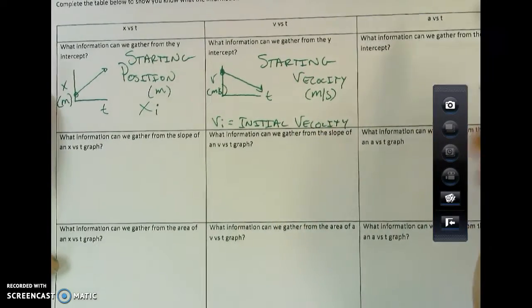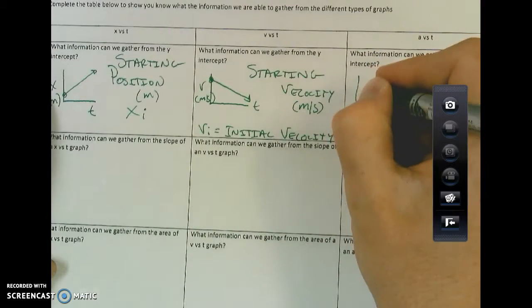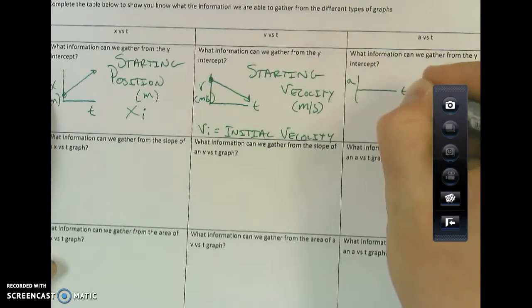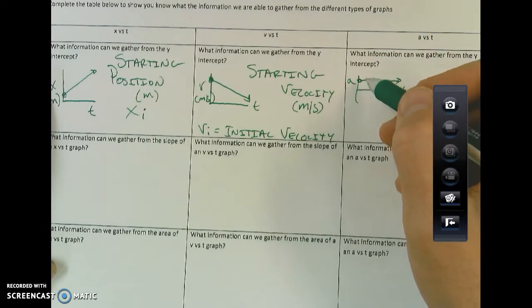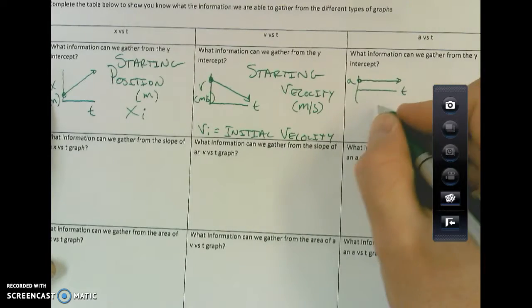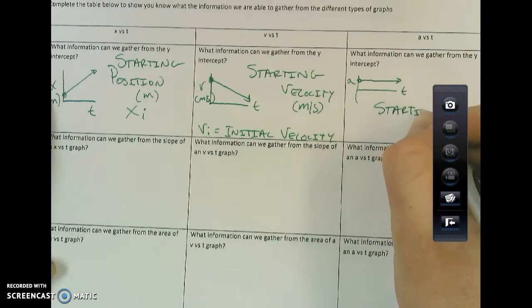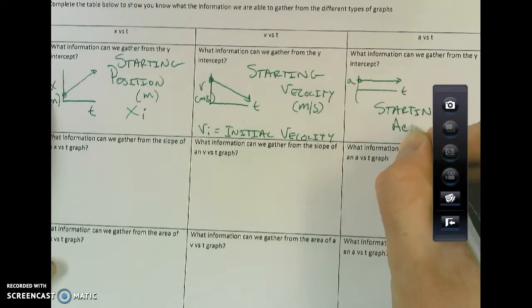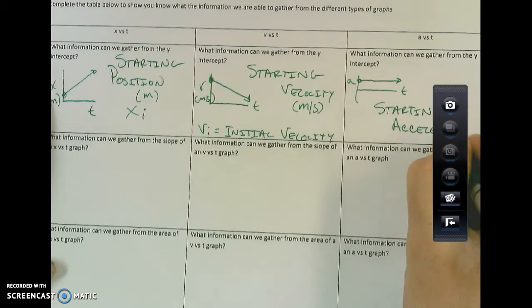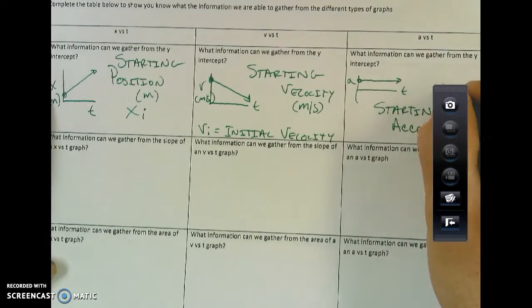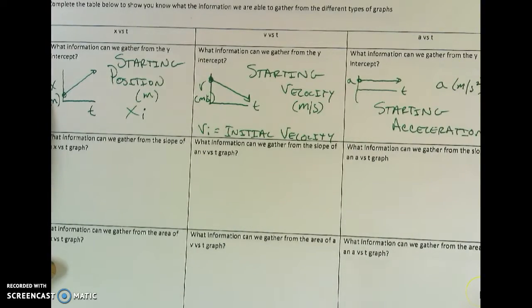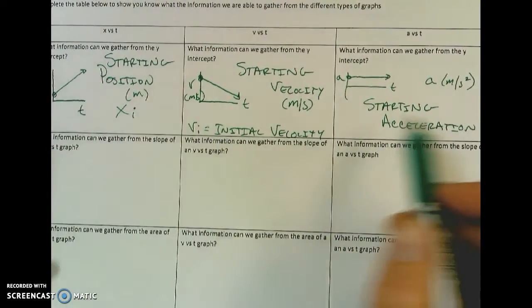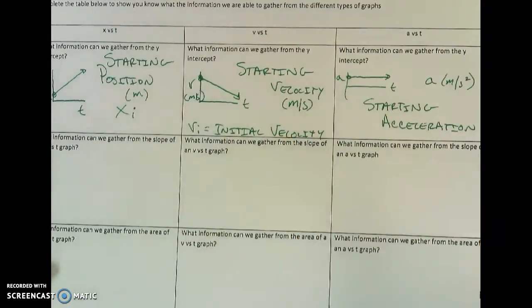Okay. Now, acceleration, no different. Most of our acceleration graphs will look something like this, possibly. Okay, and that acceleration graph, you guessed it, that intercept is the starting acceleration. Which is a, and that's in meters per second squared, meters per second per second. Oh, sorry, didn't realize that was there. Okay, so that's what you can get with the y-intercept from each of these.